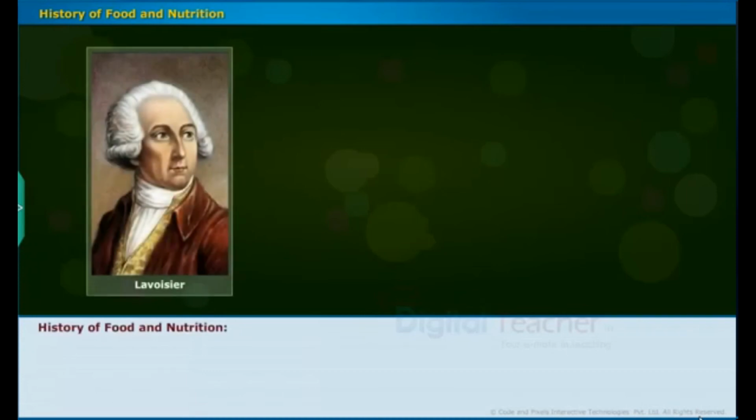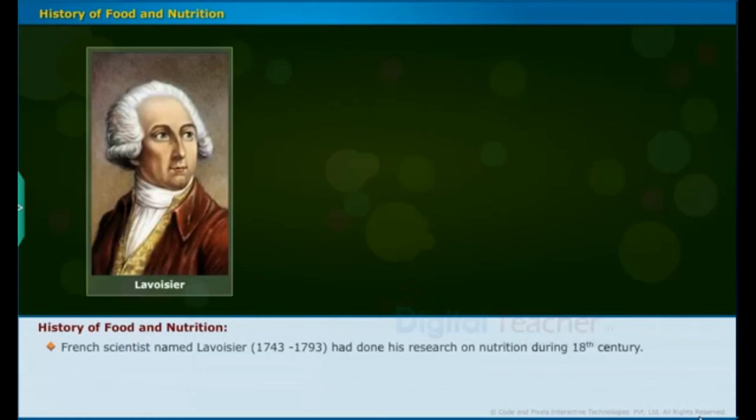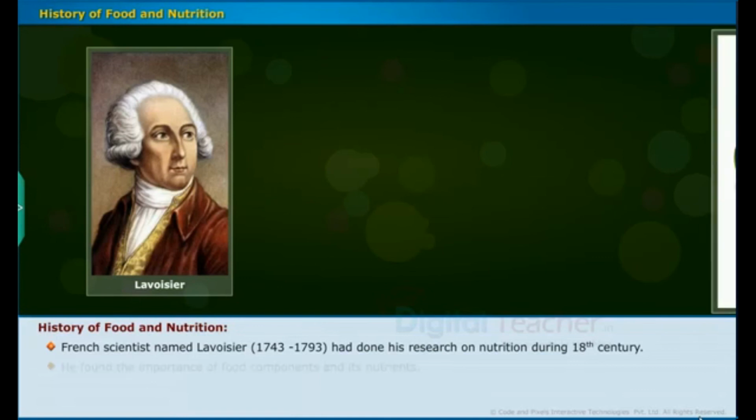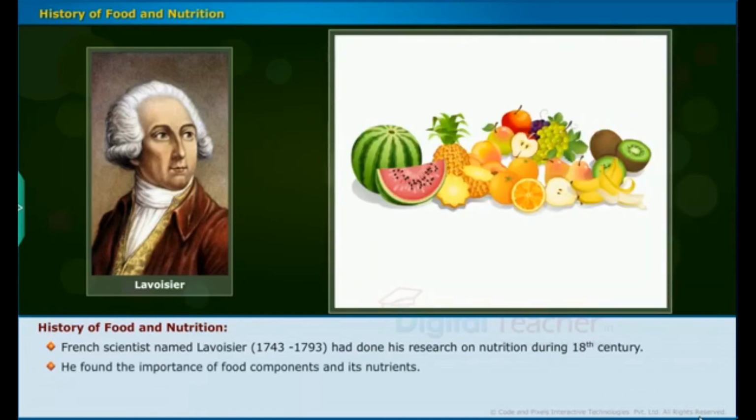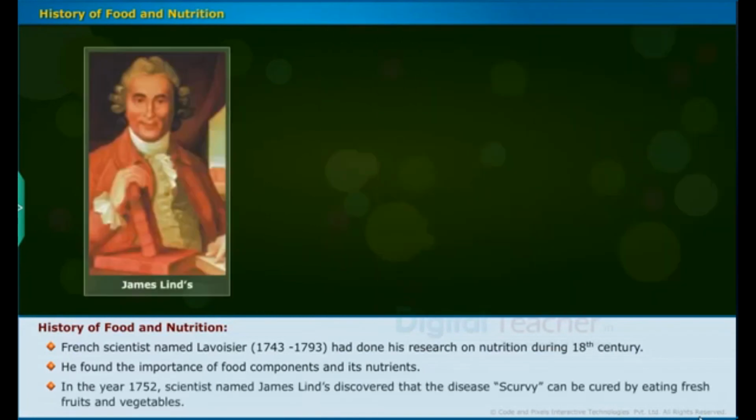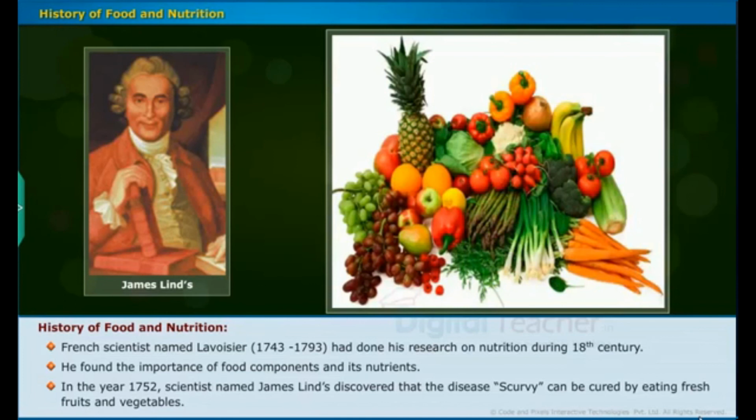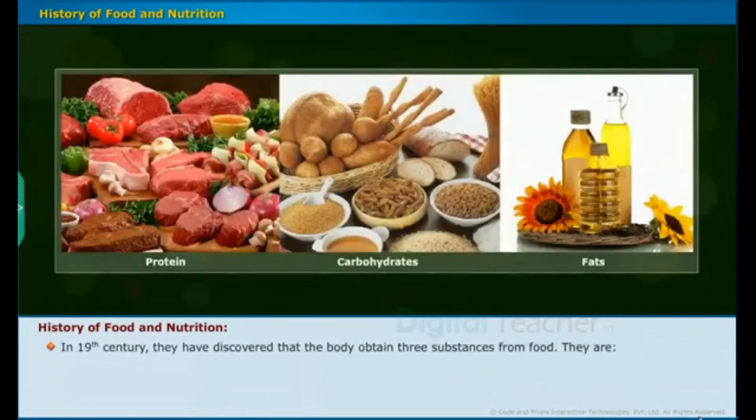Now, let us know about the history of food and nutrition. French scientist named Lavoisier, 1743 to 1793, had done his research on nutrition during 18th century. He found the importance of food components and its nutrients. In the year 1752, scientist named James Lind discovered that the disease scurvy can be cured by eating fresh fruits and vegetables. In 19th century, they discovered that the body obtains three substances from food. They are proteins, fats, and carbohydrates.